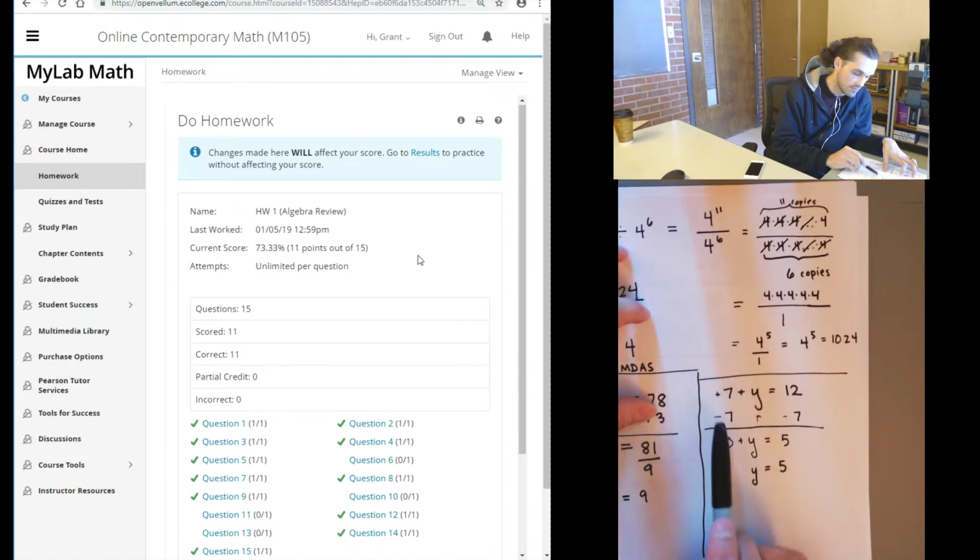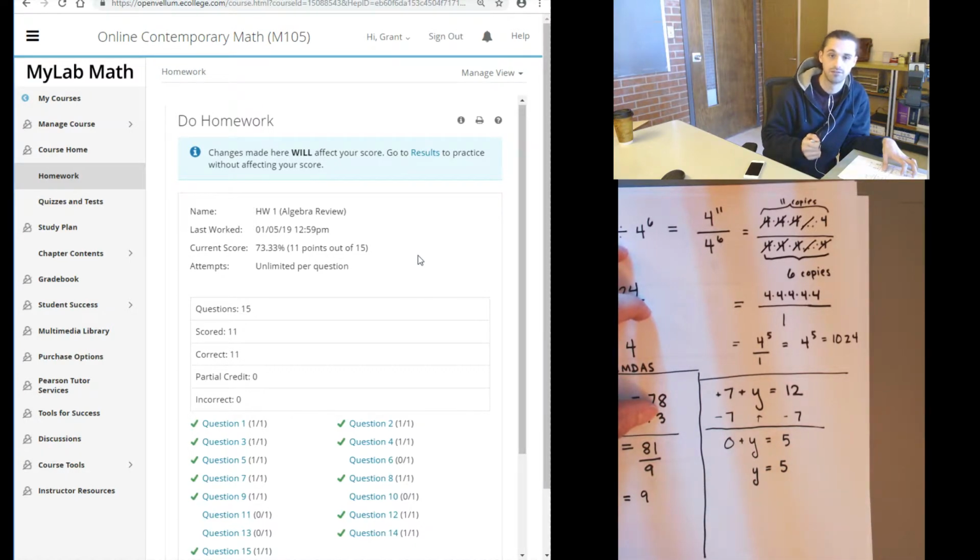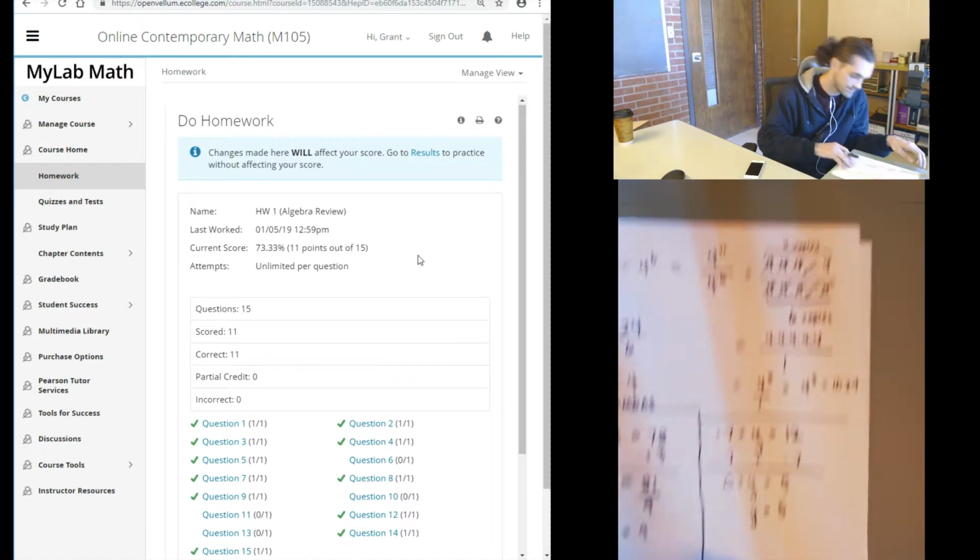7 plus y minus 7, well, the 7's undo each other, leaving behind 0 plus y. Well, 0 plus y is simply y. And then recognize on the right-hand side of the equation, we have 12 minus 7. 12 minus 7 gives you 5, and hence our solution of y equals 5.